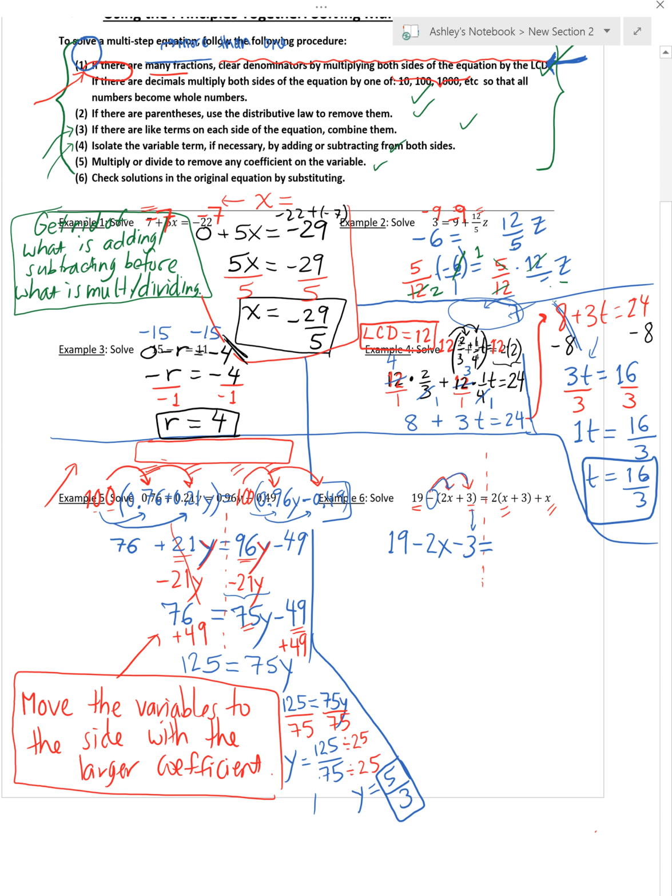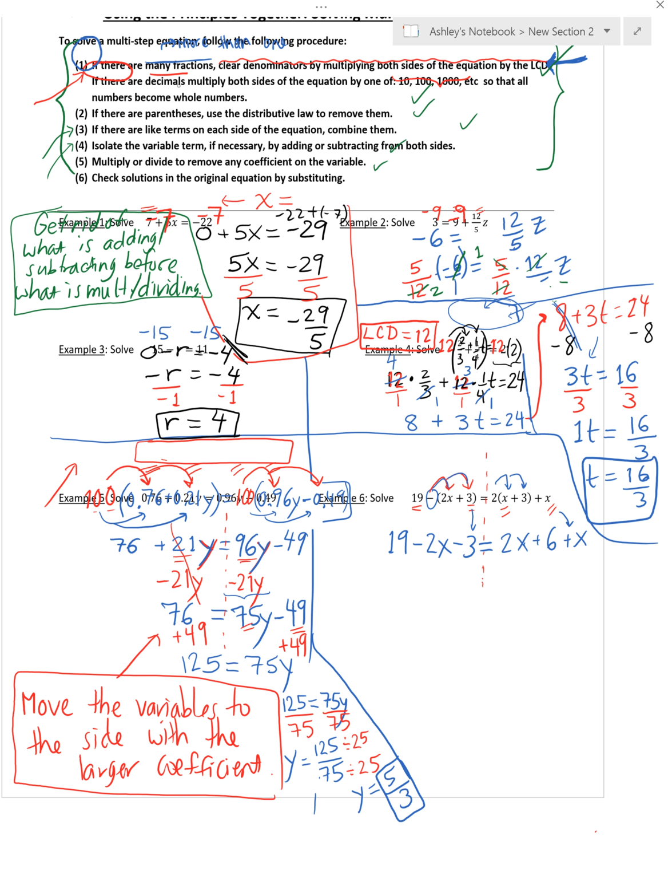Let's see what happens on the right side. I'm going to distribute this 2. Let's see, we got 2 times x, that's 2x. 2 times 3 is 6. And then, of course, don't forget that cute little x that was just hanging out at the end. He's waiting to see what happens.